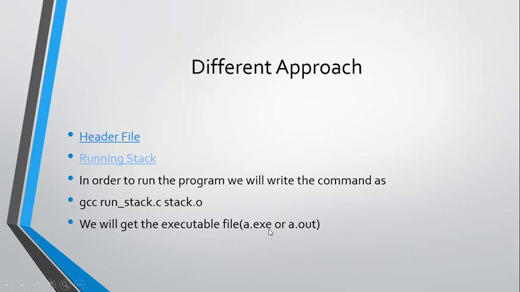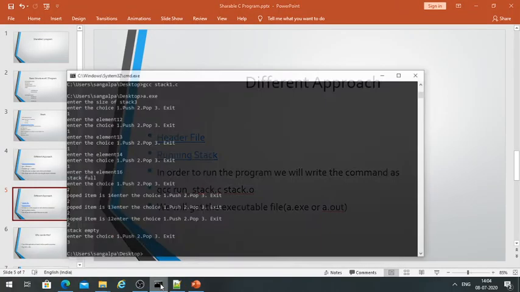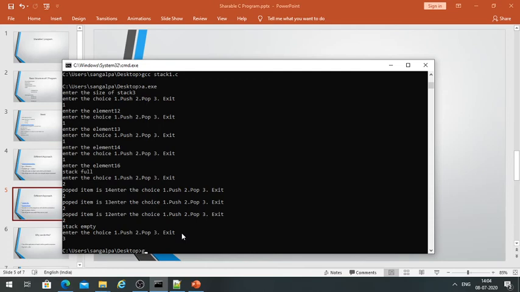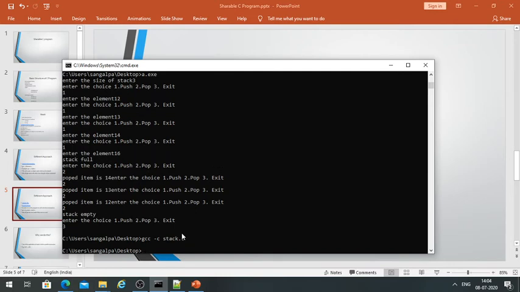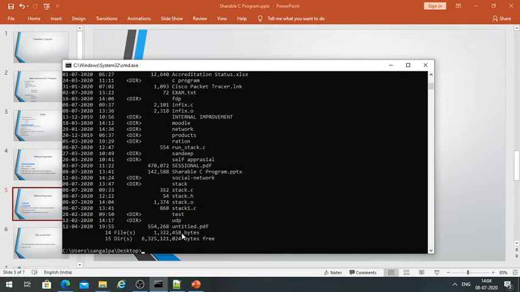So we want to run that run_stack.c file. While running the file, we have to pass the stack.o. You will see that example. First of all, I will compile the stack.c file using the -c option, so I will get an object code.